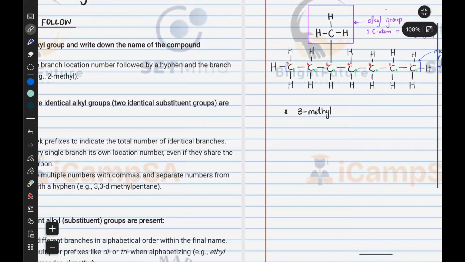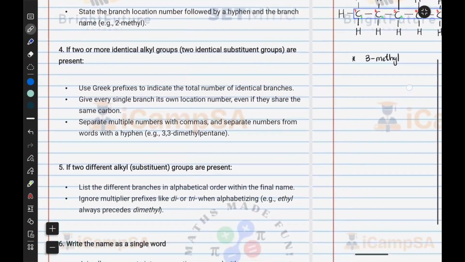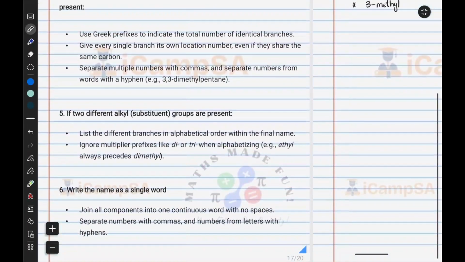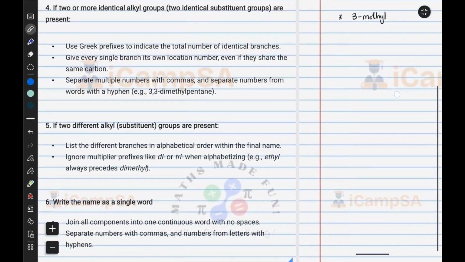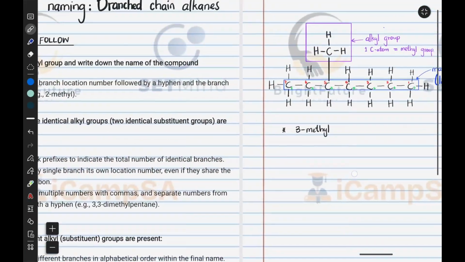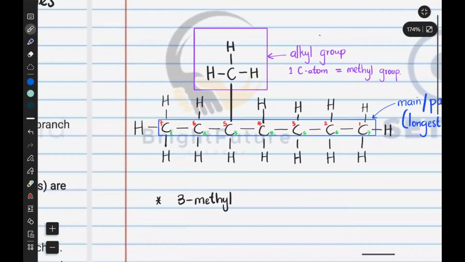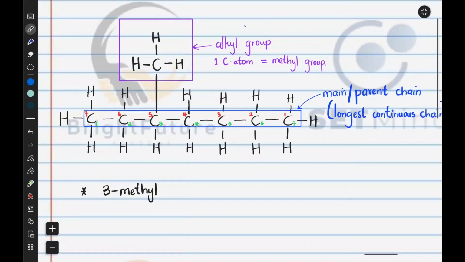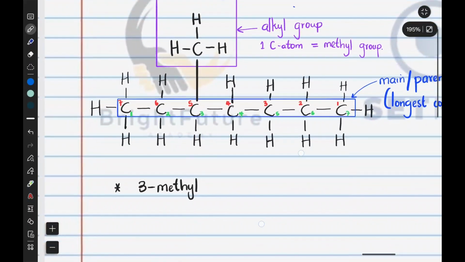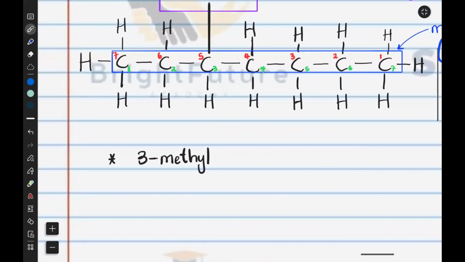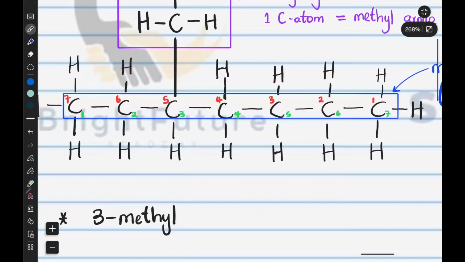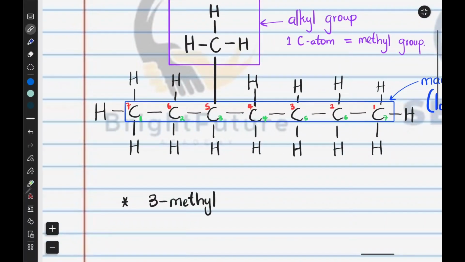So this will be 3-methyl, and then we continue. We are told that if 2 different alkyl groups are present, we list them in alphabetical order within the final name. So here we only have 1, so it's fine. And then if we only have 1, we write that 1, and then now we write the base name to finish off this name. So there's nothing else we can add here, so we can just finish it off using that base name. So remember, our base name was, what's the name of the longest carbon chain? Since it's 1, 2, 3, 4, 5, 6, 7 carbon atoms, that's heptane.